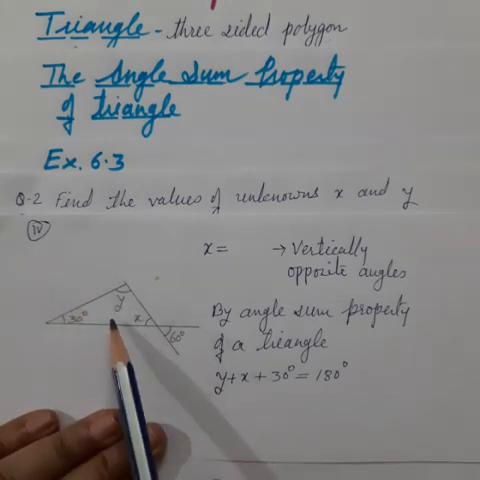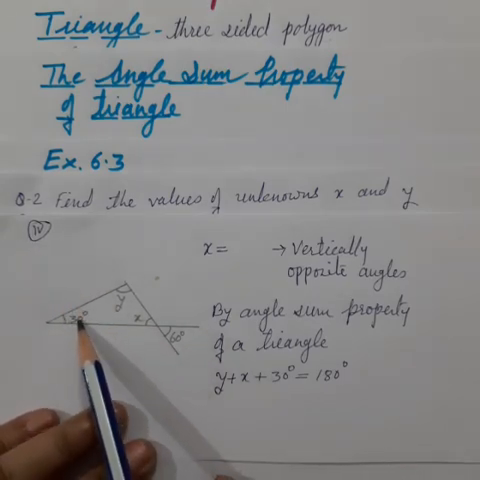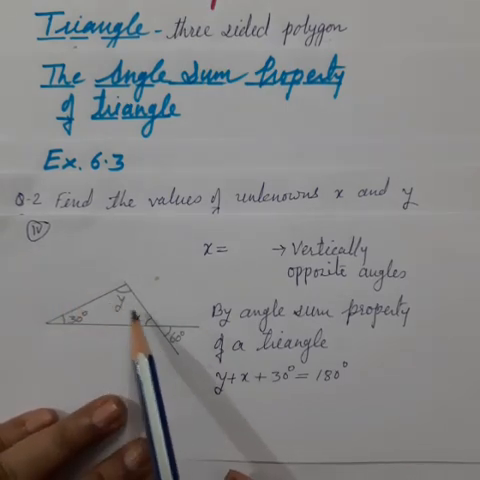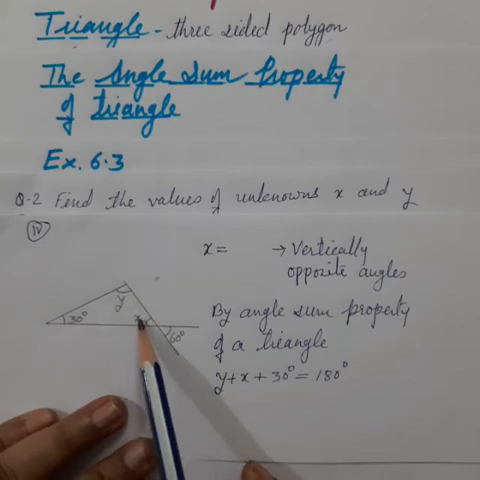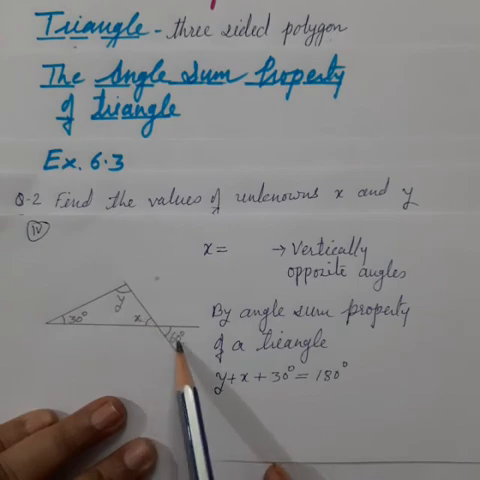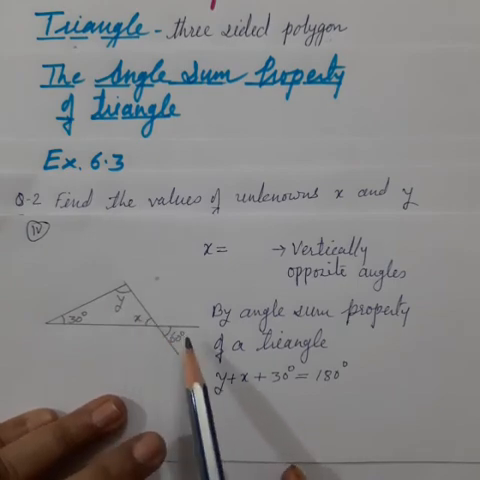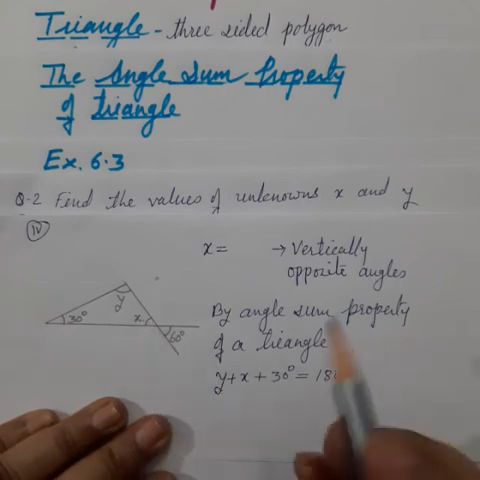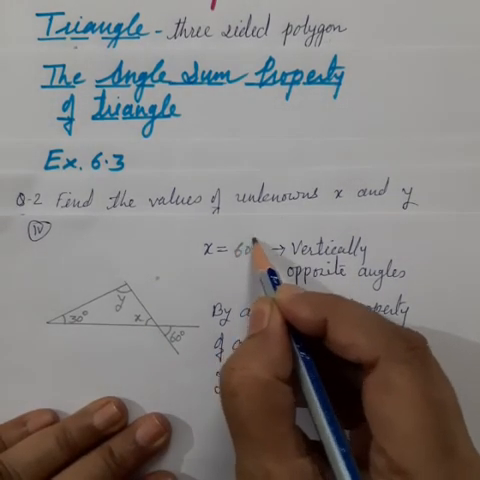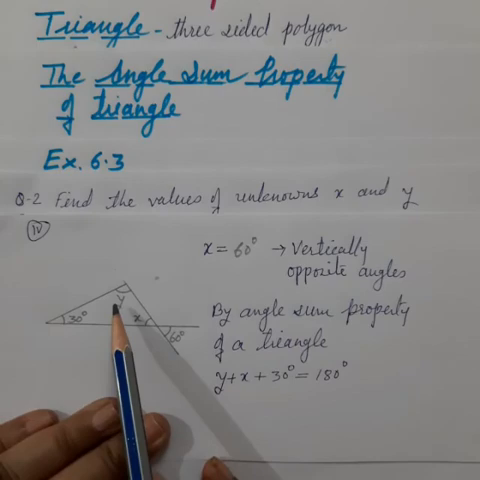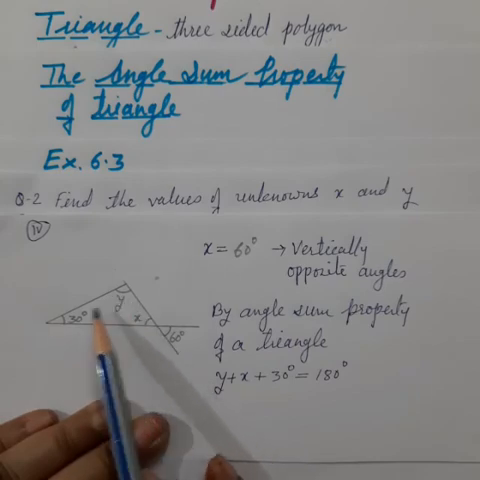Fourth, in this triangle, one interior angle is given and we have to find these two interior angles. The vertically opposite angle of x is given as 60 degrees. And we know that vertically opposite angles are always equal. So we get x equal to 60 degrees, vertically opposite angles. And now to find the value of y, we will use the angle sum property of a triangle.